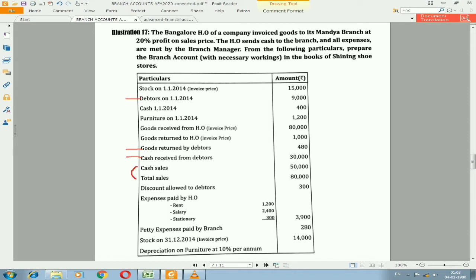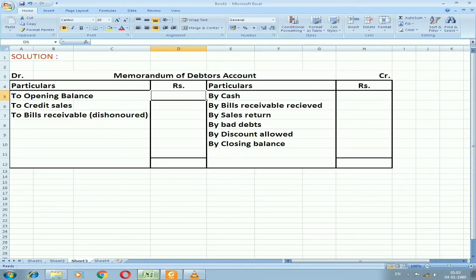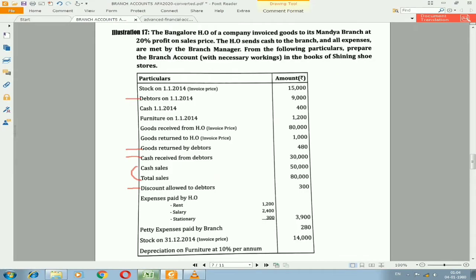Cash received from debtors will be taken. Cash sales and total sales we have; if we minus cash sales from total sales, we'll get credit sales. Discount allowed to debtors we are going to take. Apart from that, we have expenditures, petty expenses, closing stock, depreciation, and we don't have any other items related to the memorandum of debtors account. So as you can see, this is the format we are supposed to use while preparing it. The same items will occur in this, so we need to fill in the information for whatever items are related to this format. Let us start one by one.